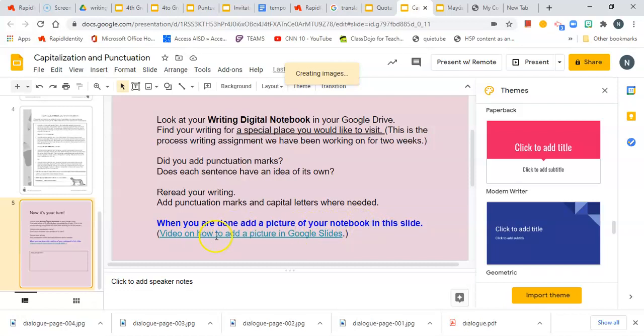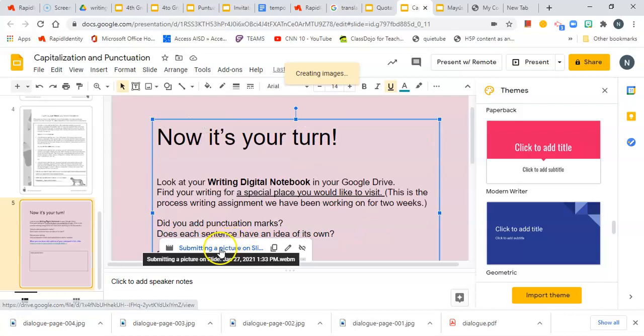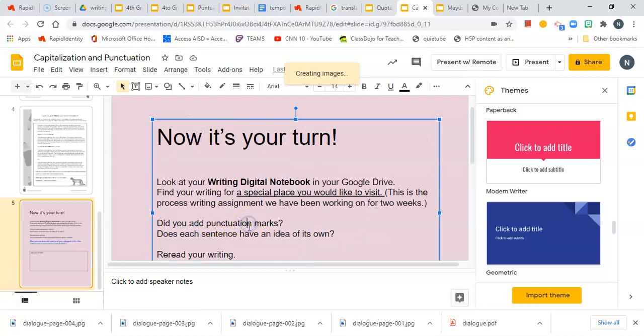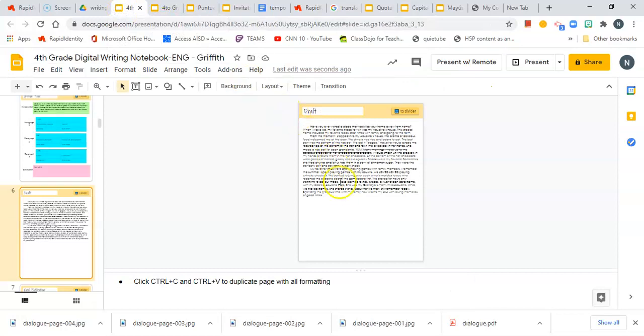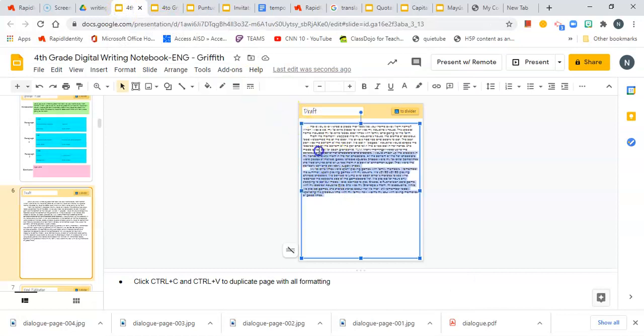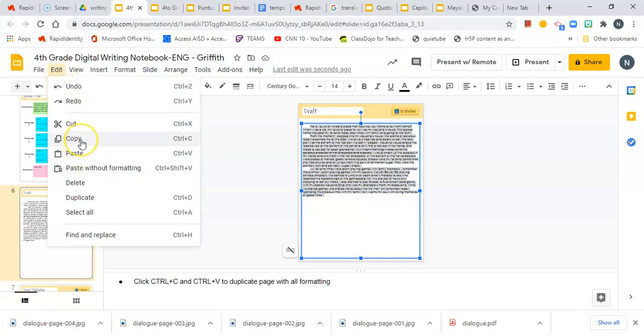You need to watch this video. Here's a video right there. You click on that and it will tell you how to add the picture. You're going to add your picture here. Now, if you did it online on the computer, then all you need to do is highlight all this text. And then you either press Control-C on your keyboard or you can go to Edit and click Copy.